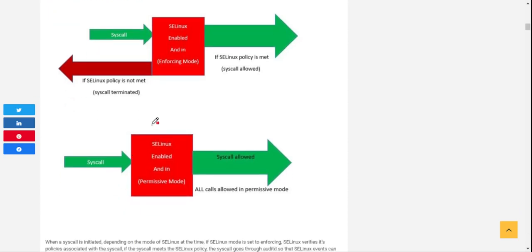On the other hand, if SELinux is set to permissive mode and a syscall is initiated, the syscall is allowed. In permissive mode, whether the syscall meets the SELinux policy associated with it or not, all syscalls are allowed. And if SELinux is disabled, then the feature is disabled and nothing happens. In the next lesson, we're going to look at the SELinux modes and SELinux examples.